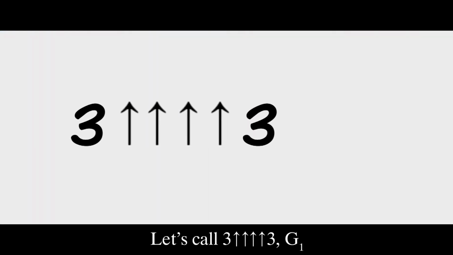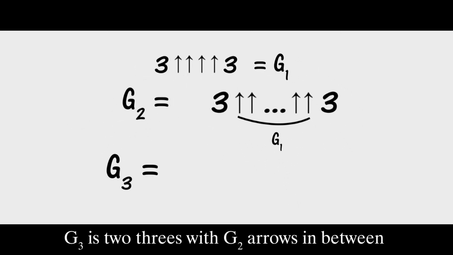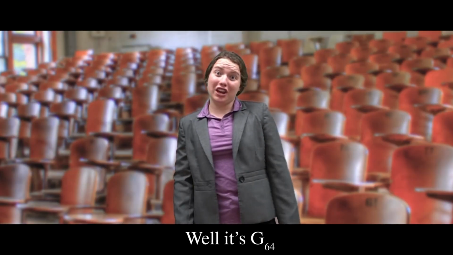Let's call 3 quadruple arrow 3 G1. G2 is 3 with G1 arrows in between two 3's. G3 is 3 with G2 arrows in between two 3's. So what's my number? Well, it's G64.